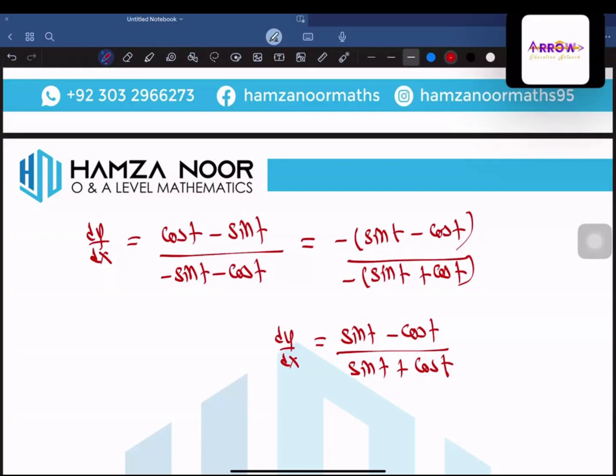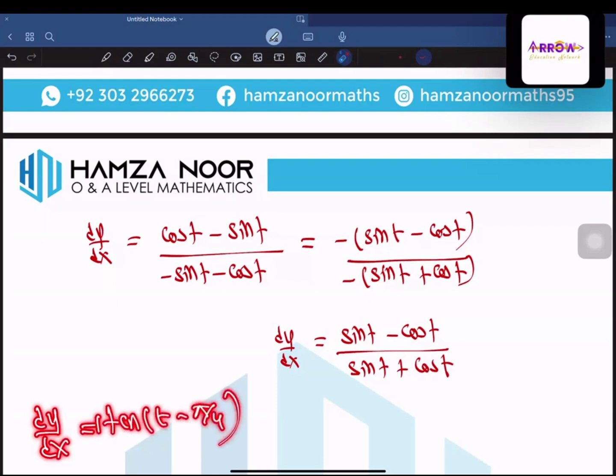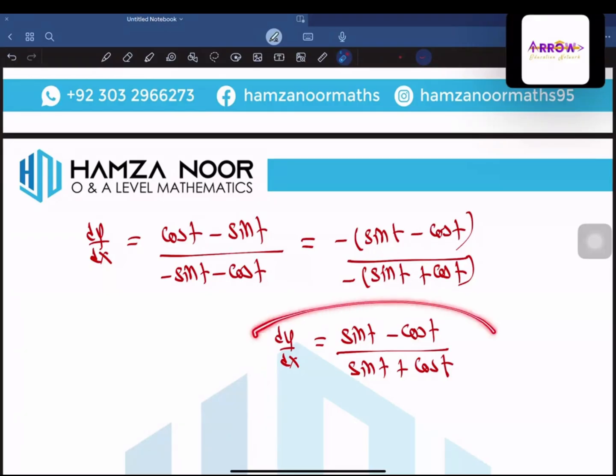As you already know, we need to express dy over dx like this: tan of t minus pi over 4. The angle in tan is t minus pi over 4. For that purpose, we are going to make a comparison with the expansion. What we have is dy over dx equal to sine t minus cos t divided by sine t plus cos t. Now, how do we convert it into the form of tan, such that we get an equivalent expression for this dy over dx function?